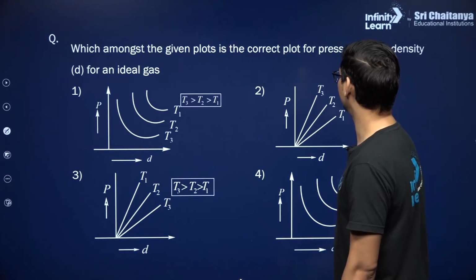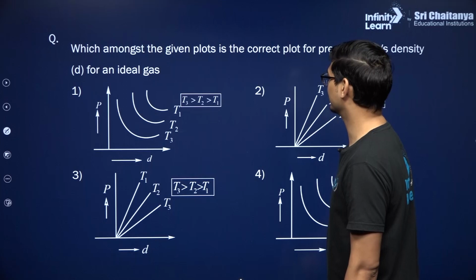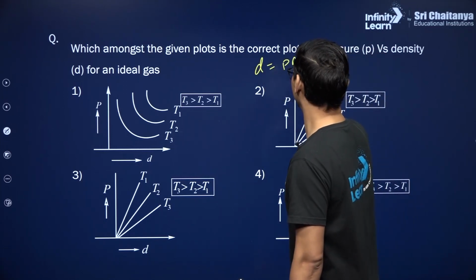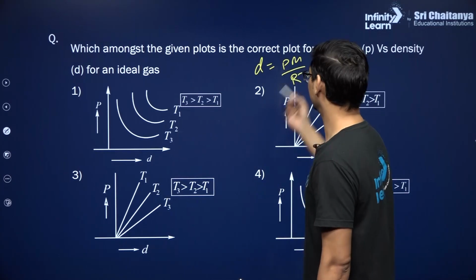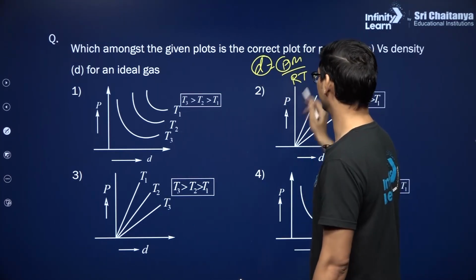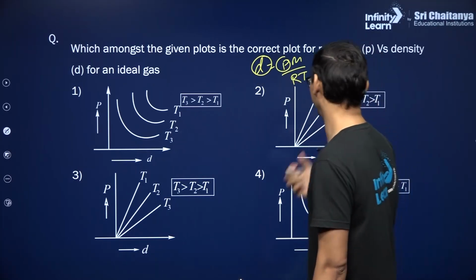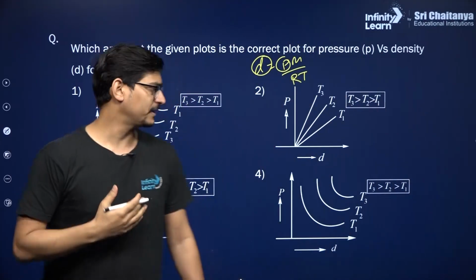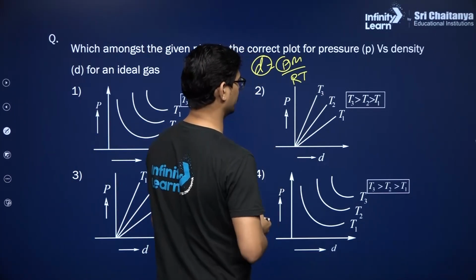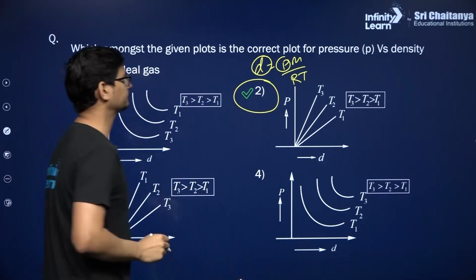In this, which plot is correct for pressure versus density? So we know that density is equal to PM by RT, right? That is, density is proportional to pressure, and pressure is also proportional to temperature. We know that from the ideal gas equation also. So if we fix the density, then pressure will increase as the temperature increases. So this is the correct answer.